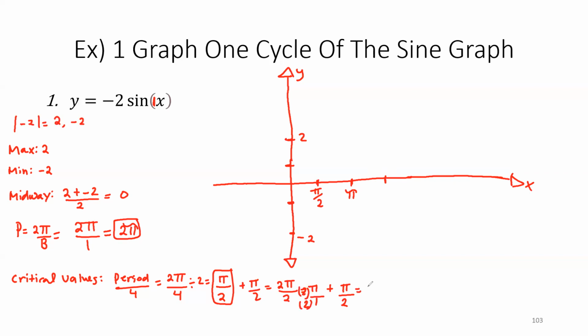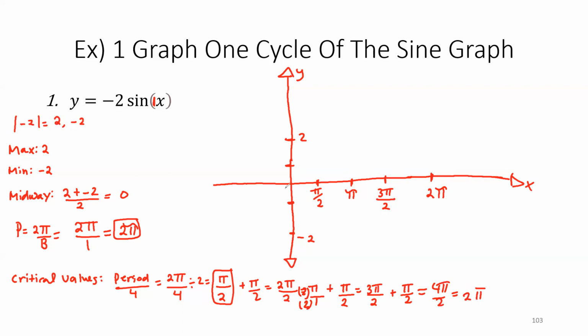That's 2 pi plus 1 pi, that's 3 pi over 2. Keep on adding. That's 4 pi over 2, which is 2 pi. Okay, so you can stop there. You have 4 critical values. The reason why we have 4 is because we don't have a horizontal shift. If we had a horizontal shift, it would be at least 5. Now we have our critical values, we have our max, our min, and our midway is 0.